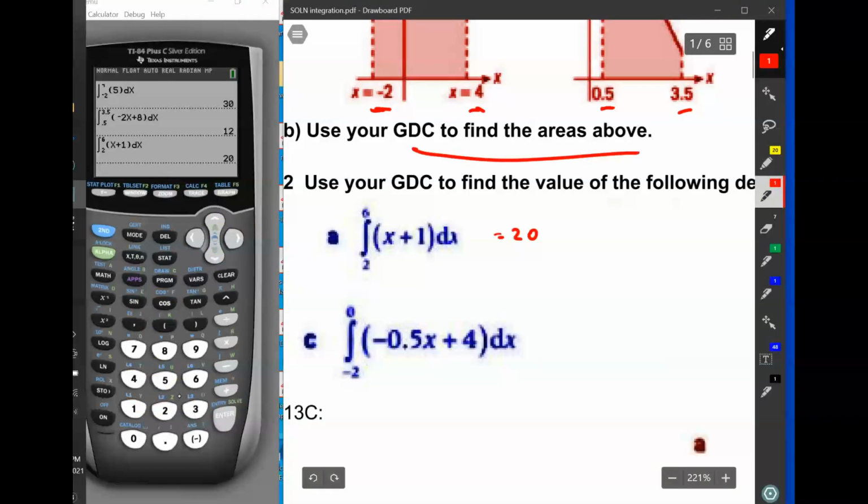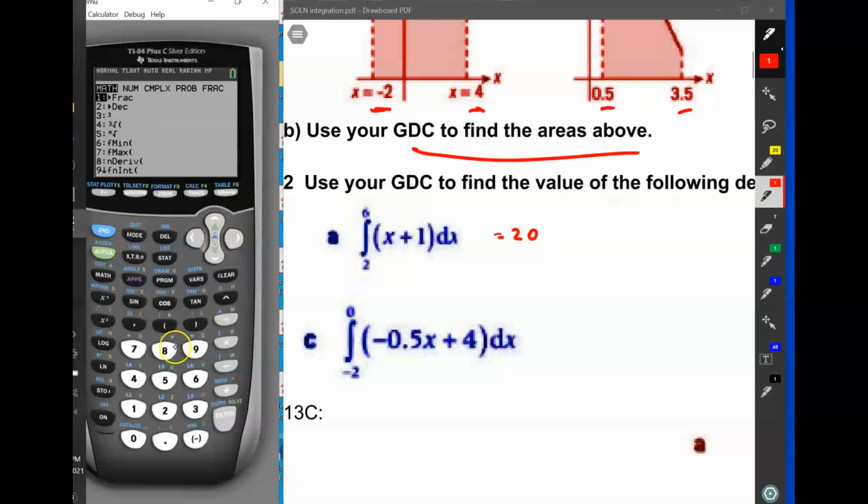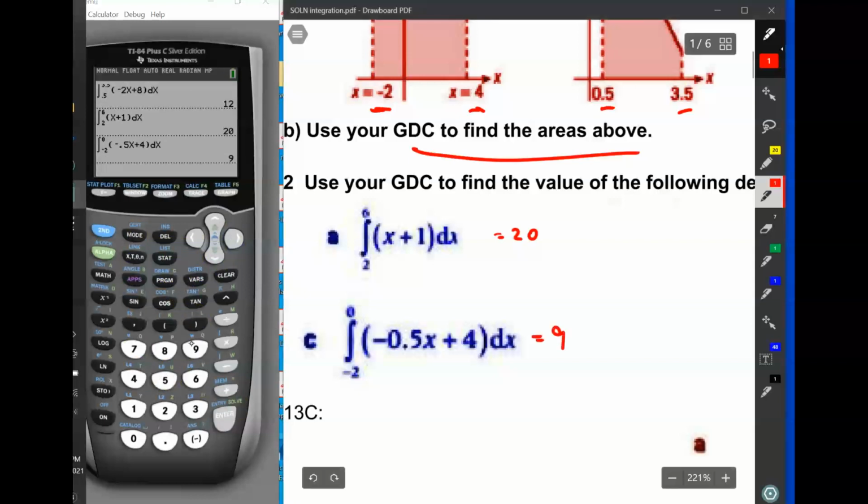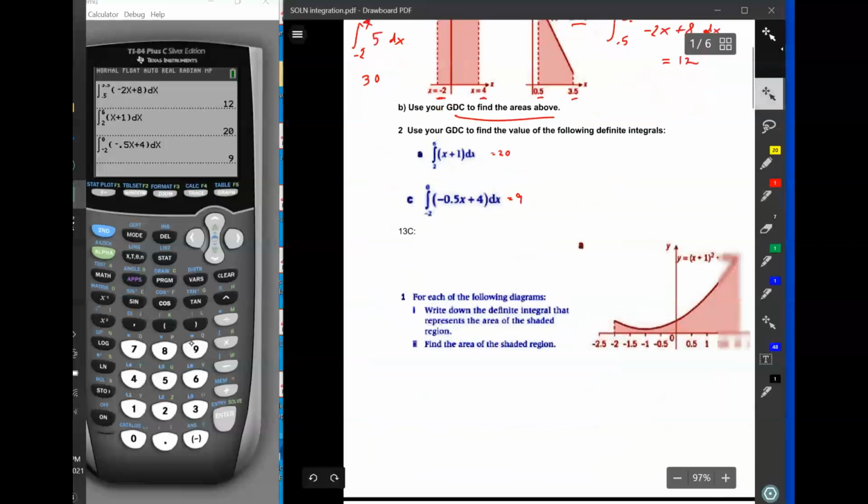Okay, and then what about this next one? This one is math 9. I'm going to go from -2 to 0. -2 to 0. -0.5 x plus 4. And I'm going to fill in the x here. And the answer is 9. All right? Okay. Next one.